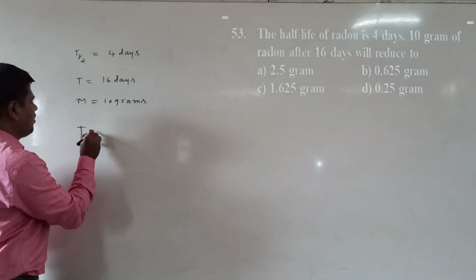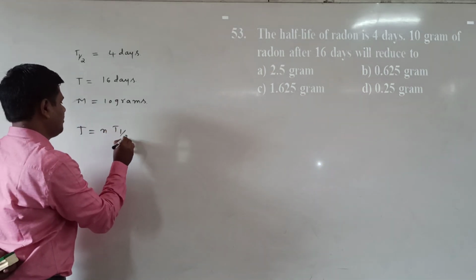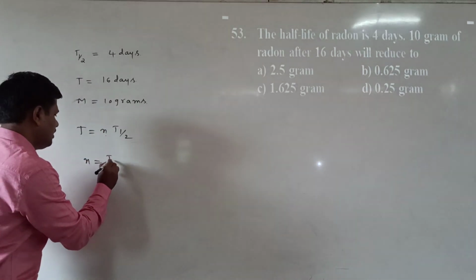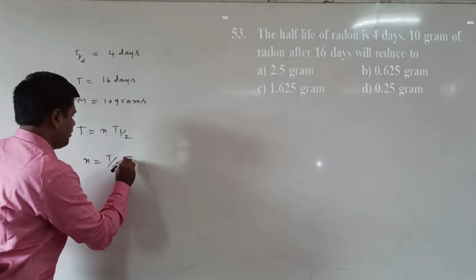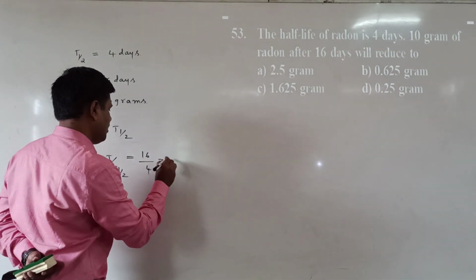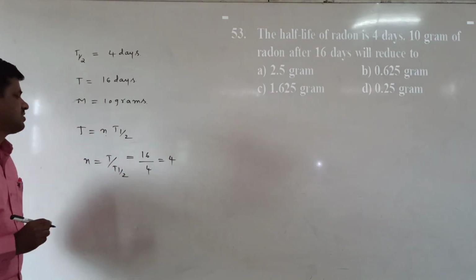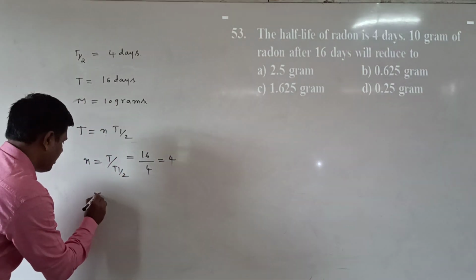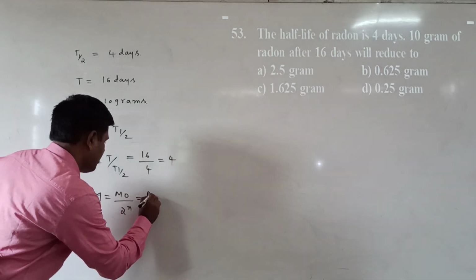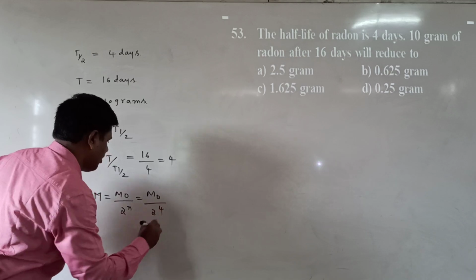Now we know the formula: N is the number of half-lives. N is equal to T by T half. T by T half means 16 days divided by 4 days. The number of half-lives is 4. But we know the formula M is equal to M naught by 2 to the power of N, so M naught by 2 to the power of 4.